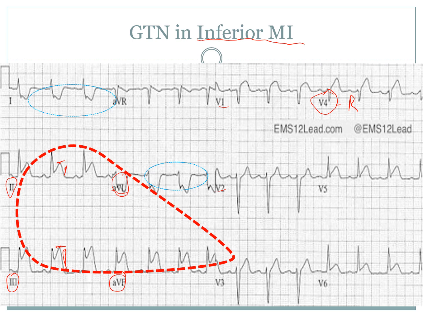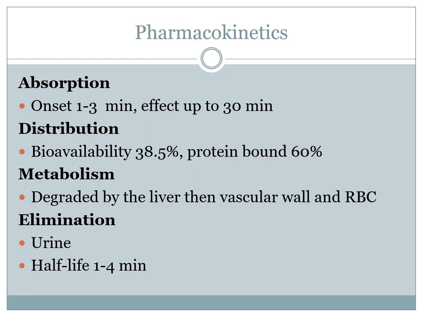Now to have a look at GTN in its specifics, we'll just have a look at a little bit of pharmacokinetics. So pharmacokinetics for GTN are pretty interesting. It's a very rapid drug. It has an onset of 1 to 3 minutes, hence why we give it every 5 minutes, but its clinical effects can last up to 30 minutes.